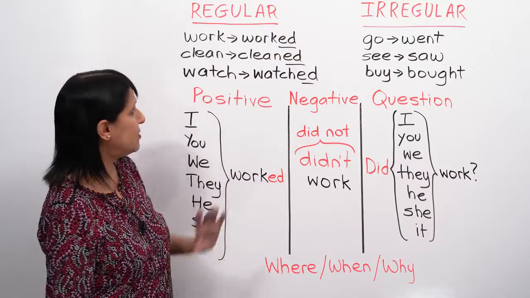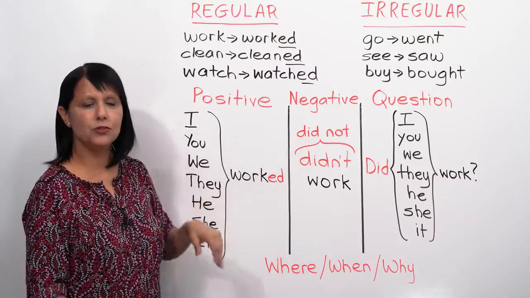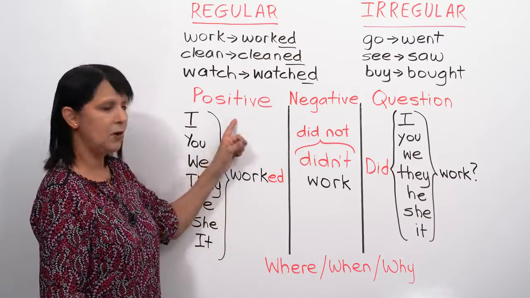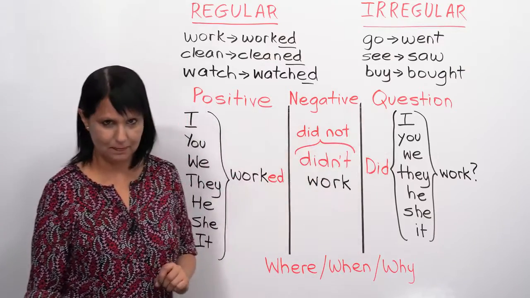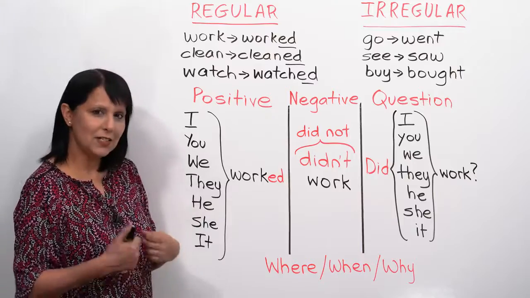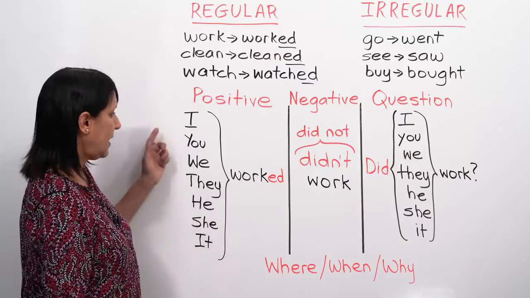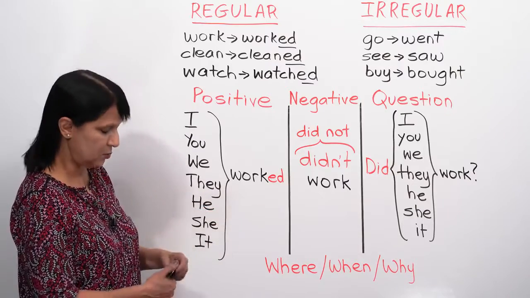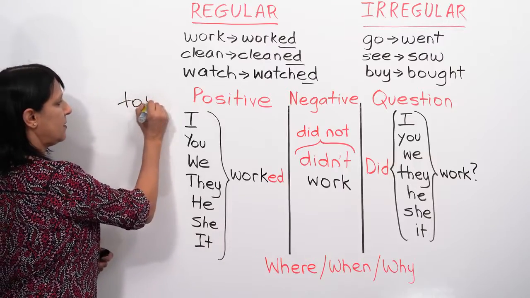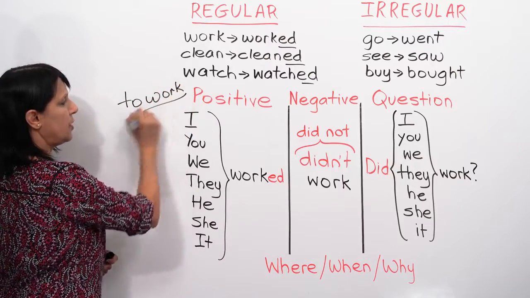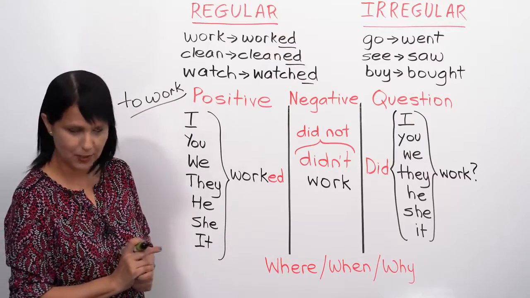But for now, let's start with the regular verbs, okay? And I'll show you exactly what to do and how to use them in a positive sentence, in a negative sentence, and in a question. So, we already looked a little bit at the positive or affirmative sentence, and we saw that all we do is we take the base form of our verb. So let's say our base verb here is the verb to work, right? This is the base form before we make any changes to it.